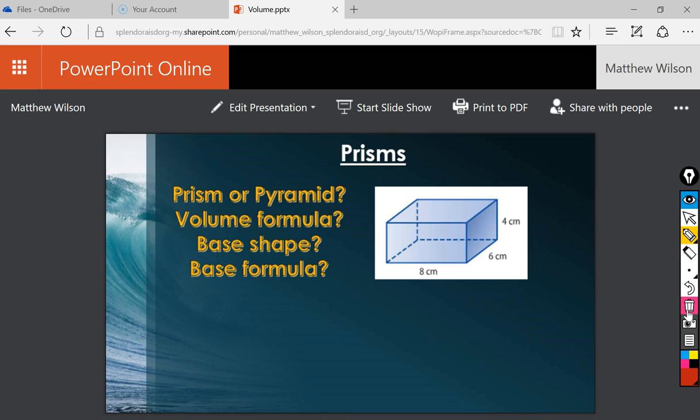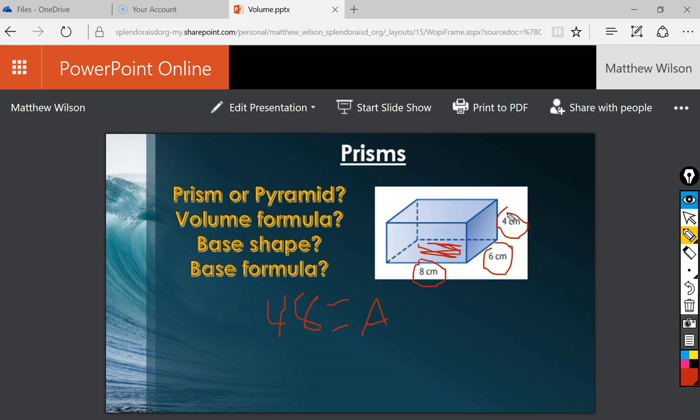So we know the formula for the base is base times height. The base of our rectangle down here is 8, and it has a height of 6. So 8 times 6 equals 48. And that equals the area of our base. And we know the volume formula is just capital B, which stands for the area of the base for the whole 3D figure, times the height. Well, we know the height of the rectangular prism, or how tall it is, or how high it is off the ground, is 4 centimeters.